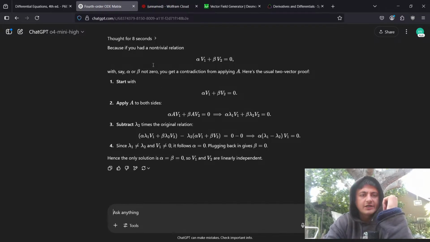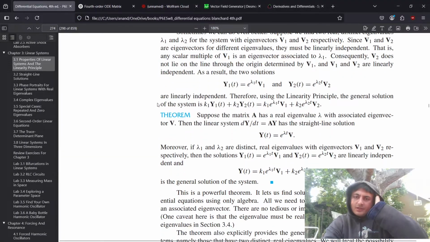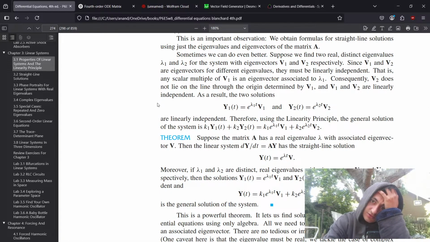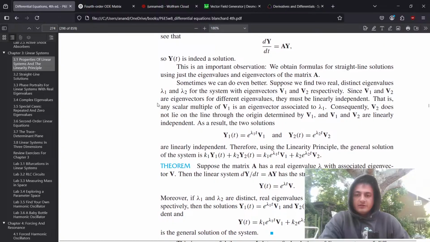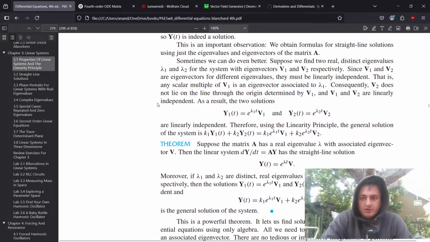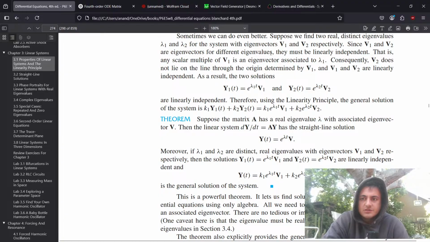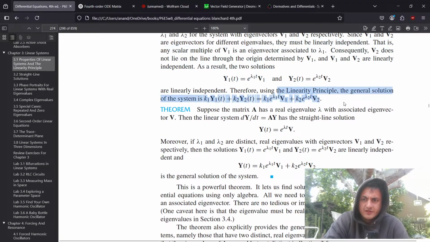Oh, okay, that's pretty cool. Yeah, that makes sense. All right. So yes, they're independent because you assume they're not, and you show that the only way to do that is by setting the coefficients to 0, corresponding to only the trivial solution. Okay. So then you get the general solution.